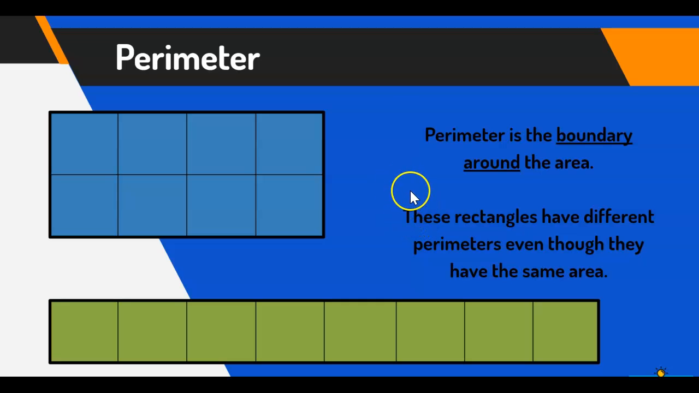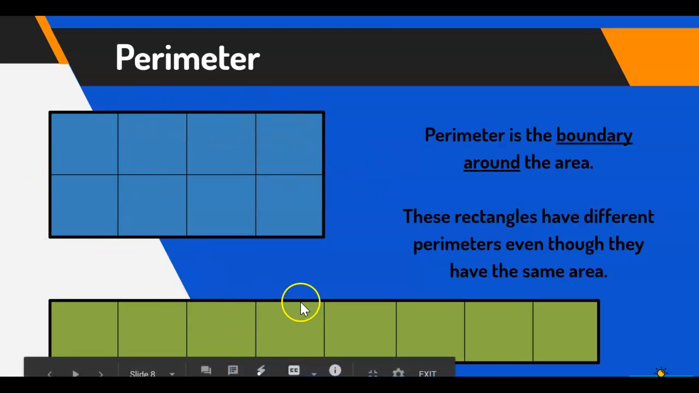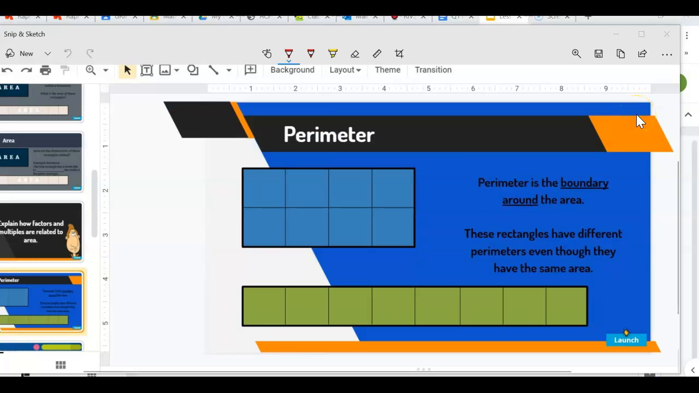So what I want you to do is to determine the perimeter of each of these two rectangles. So we'll pause for a minute and let you do that. And again, since the perimeter is the boundary around the area, we're going to be counting the outside of it, starting with the one at the top. And we're counting the square units.